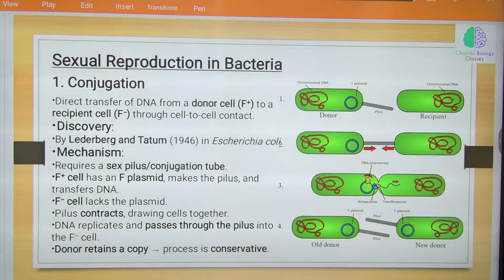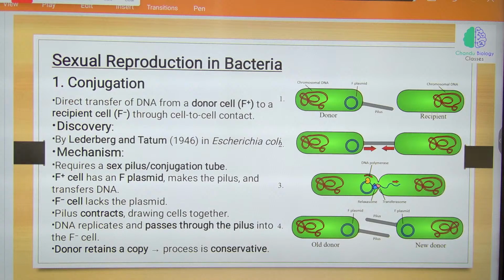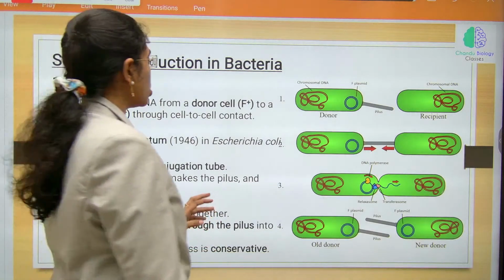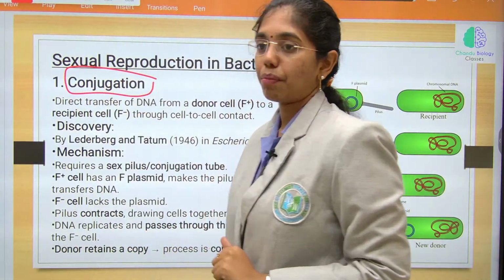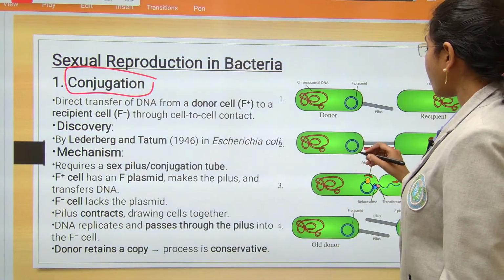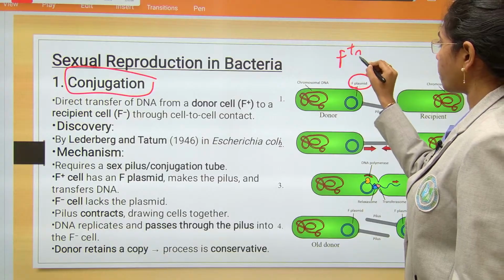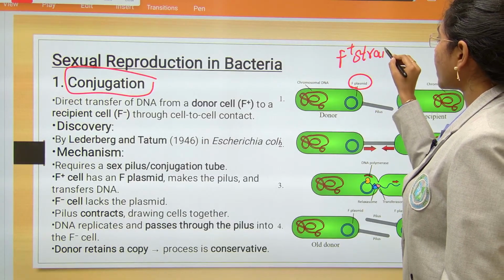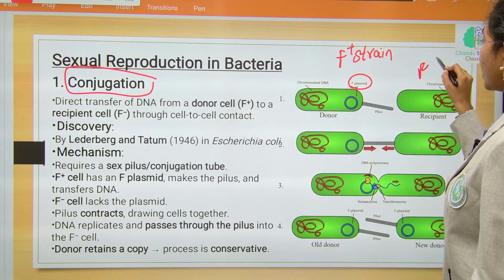Now sexual reproduction. Rather than addressing it as sexual reproduction, do address it as sexual recombination, wherein the first mode of sexual recombination is conjugation. Here you look into it. In conjugation, those bacteria in whose plasmid DNA F factor is present are addressed as F plus strain. And the bacteria which don't have F plasmid are known as F minus strain.